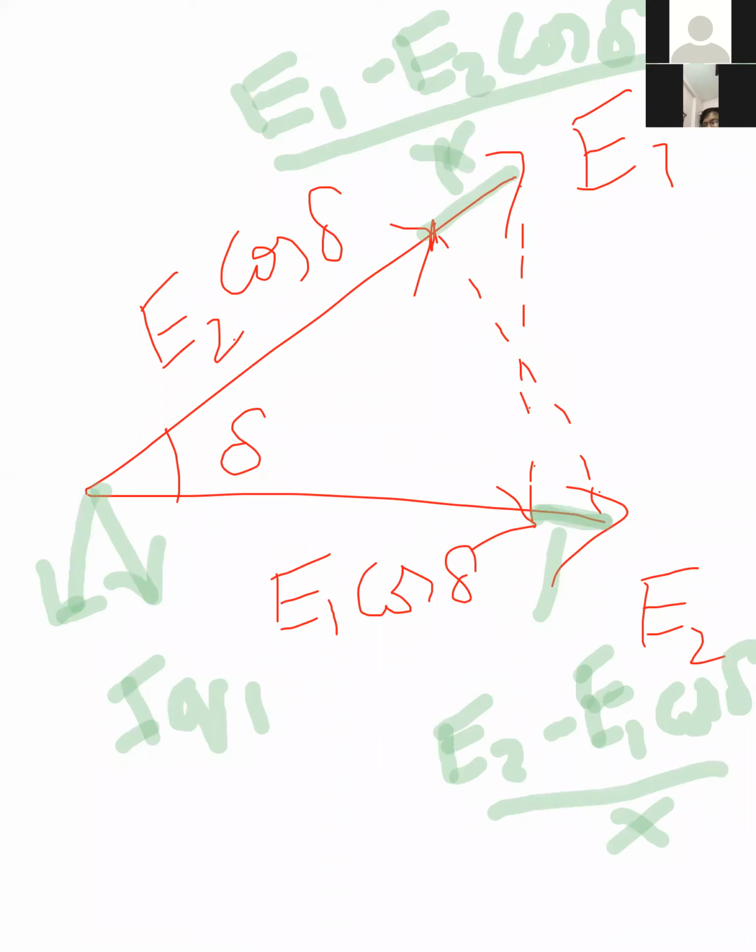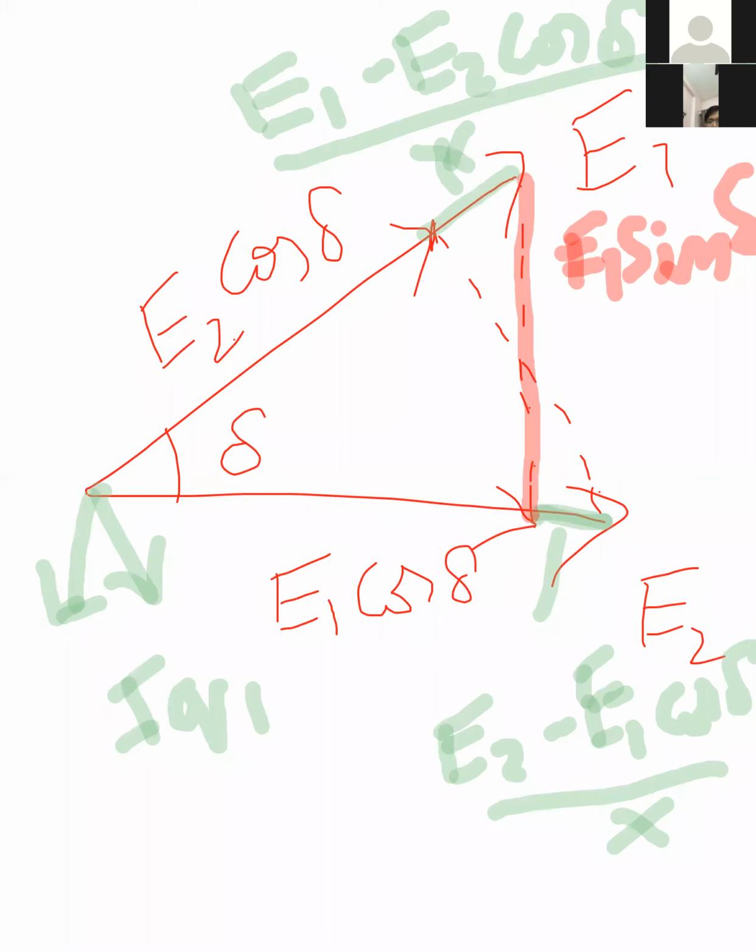So the reactive power components depend on the quadrature component. Then how to get the phase components? You may ask, how to get the phase components? See, here this red one gives E1 sine delta.